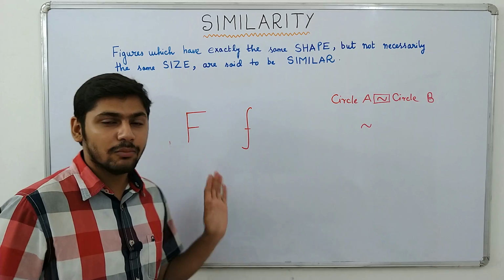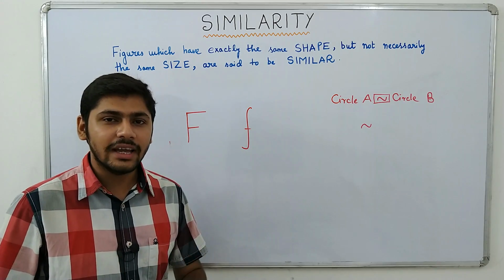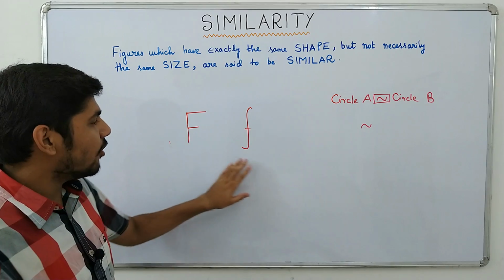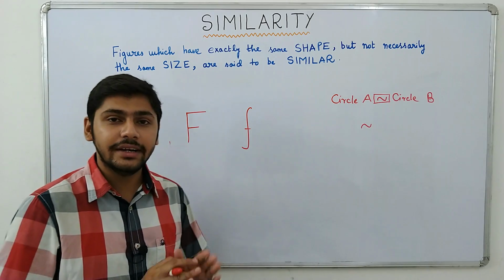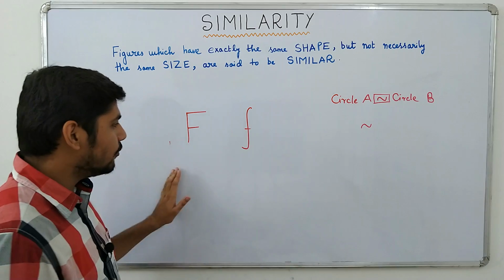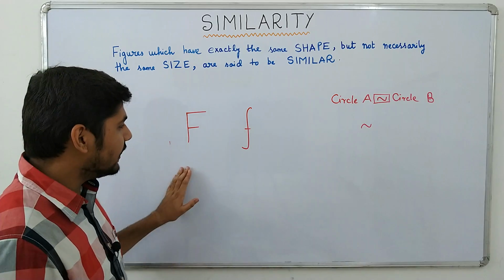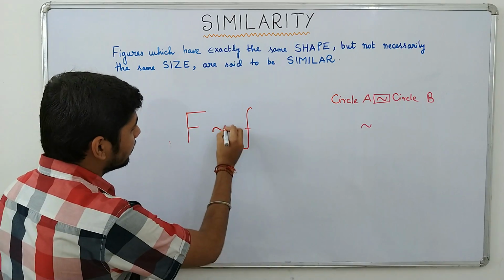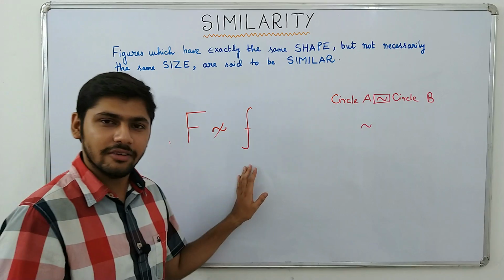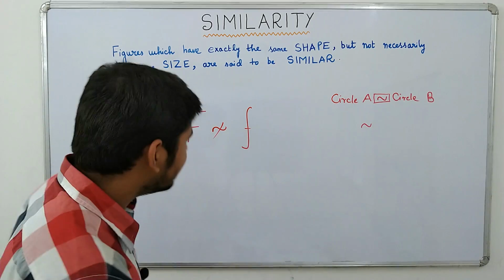I can't say that both the figures are similar. Why? Because you can see the shape of both the figures are totally different. Okay? They may both be F's, but the shape is totally different. So capital F is not similar to small f. Okay? I hope you understand this.